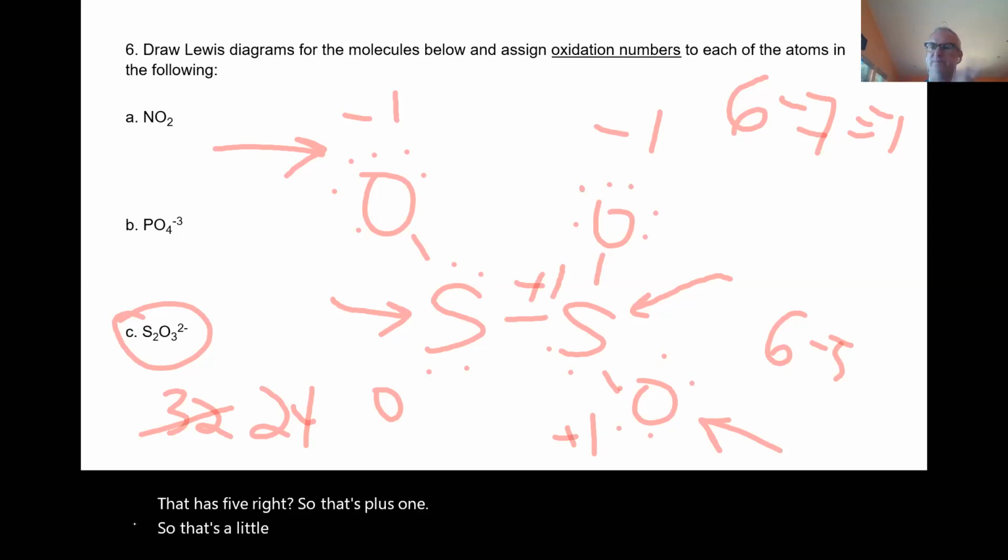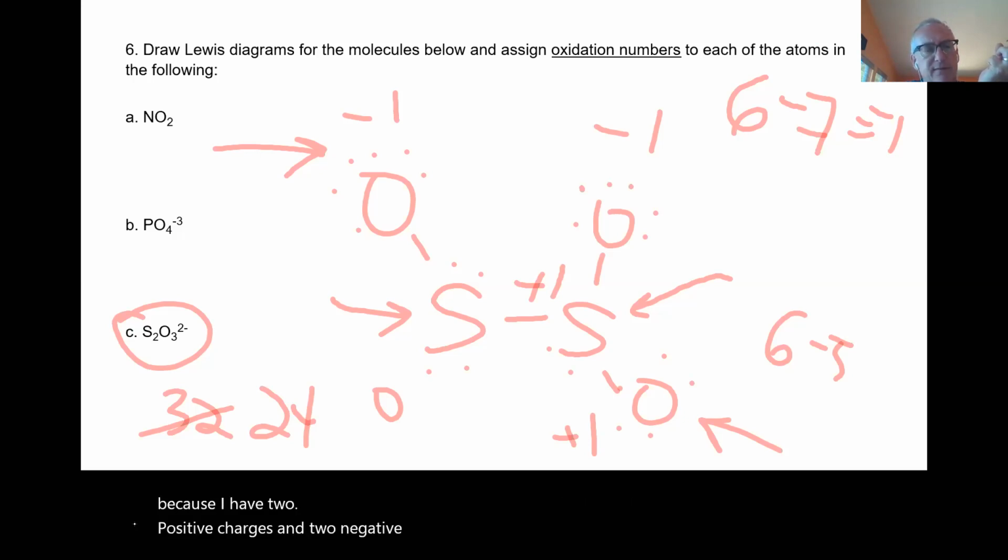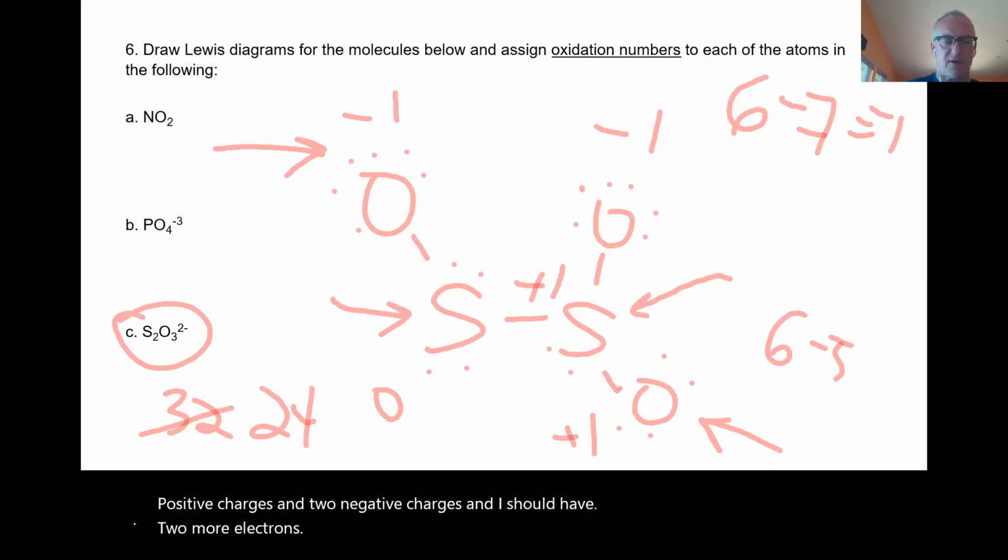So what do we do when we have negative charges, and do our negative charges work out? I think I'm missing a pair of electrons because I have 2 positive charges and 2 negative charges, and I should have 2 more electrons. So I'm just going to quickly count these all again because I think I may have missed a pair.